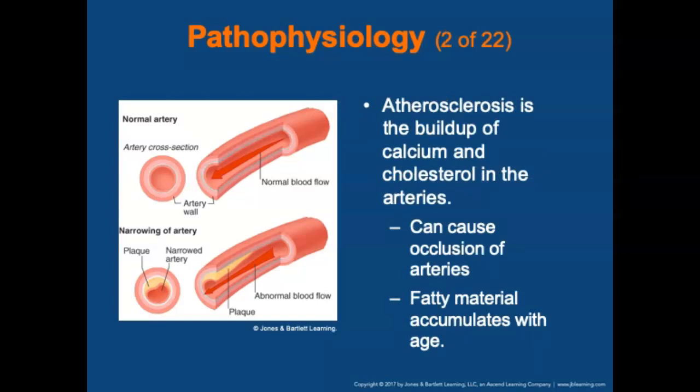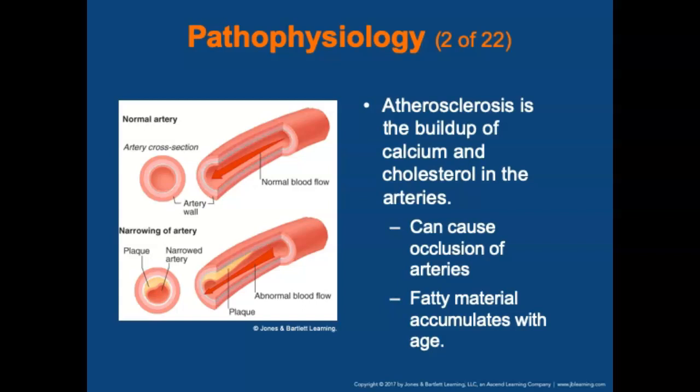Atherosclerosis is a disorder in which calcium and cholesterol build up and form plaque inside the walls of the blood vessels. It can cause complete occlusion or blockage of the coronary artery and other arteries of the body. Fatty material accumulates as the person ages, resulting in a narrowing of the lumen, which is the inside diameter of the artery. The inner wall of the artery becomes rough and brittle.